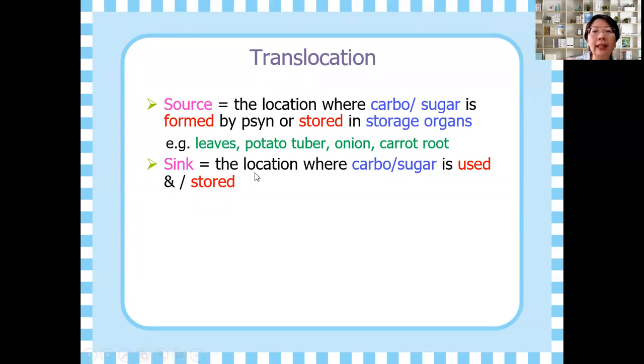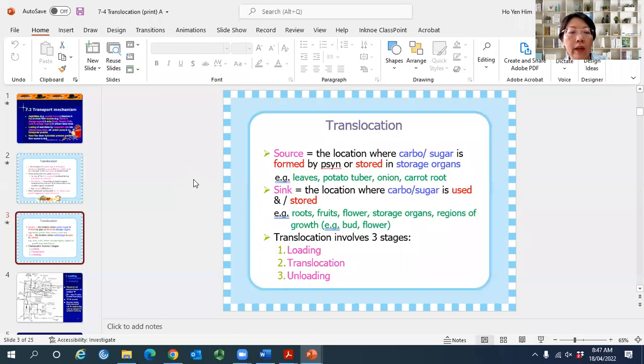Okay, sink are the location in the plant anywhere that the sugar is either being used, so it can be used for respiration to produce ATP, it can be used to produce cell structure in growth, like for example, phospholipid molecule, protein, chromosome, lipids, and so on, produce organelles, or to be stored. So this is called the sink. So make sure you know what is source and sink.